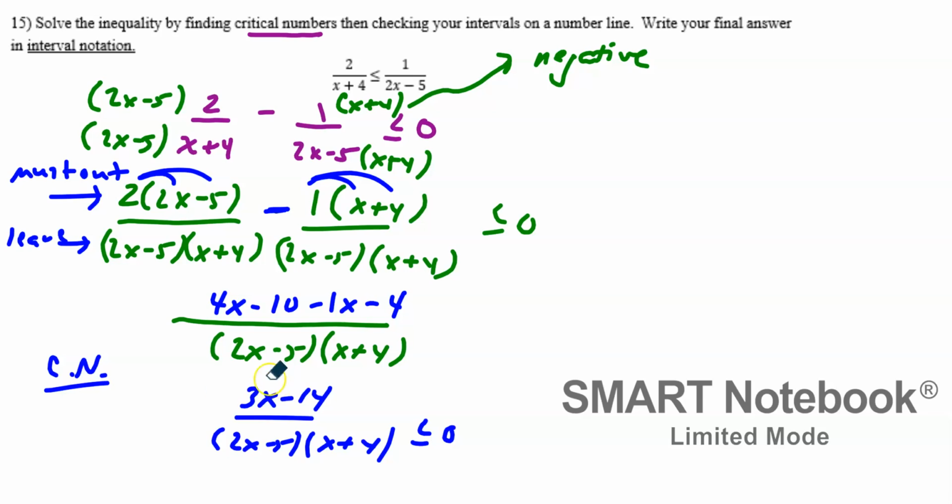Critical numbers. So the critical number from the numerator, if you set this equal to 0, would be 14 over 3. The denominator, 2x minus 5, we have a critical number of 5/2. We also have a critical number of -4 from the bottom.